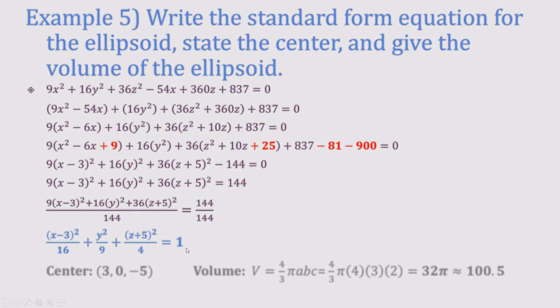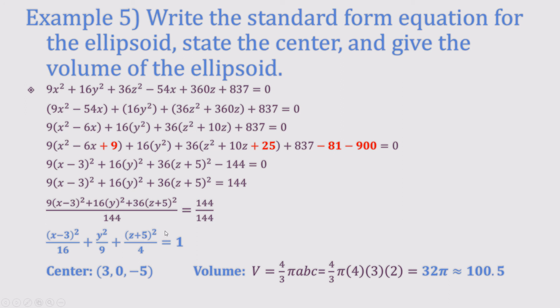So our standard equation for this ellipsoid is (x minus 3) quantity squared over 16 plus y squared over 9 plus (z plus 5) quantity squared over 4 is equal to 1. Our center is going to be the point (3, 0, -5), the opposite of what's in the parentheses.